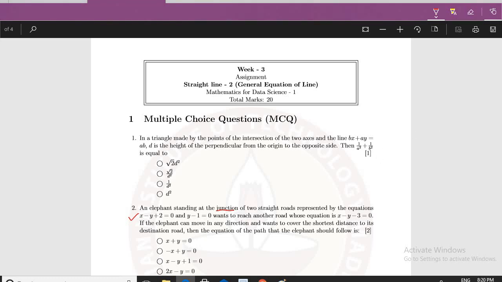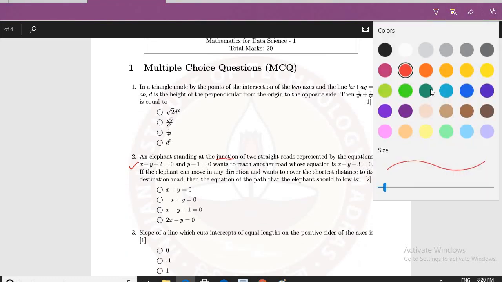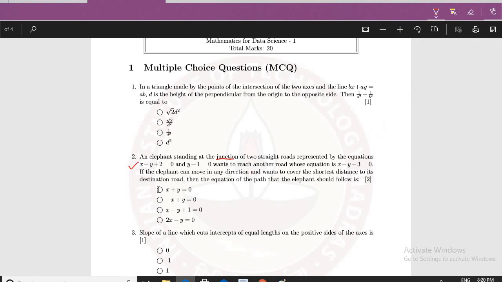Now let's see whether this equation is among the options or not. Yes, this equation is there. So this is the correct answer.